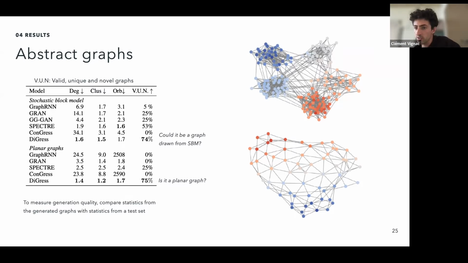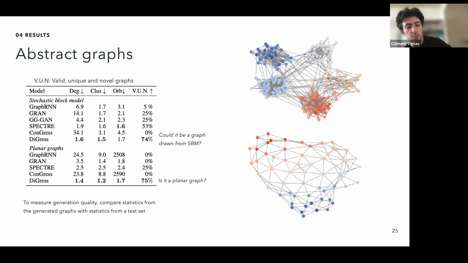So how do we evaluate generation in general? It's a difficult topic. But for graphs, what we typically do is compare some properties of the graphs that we generate with some properties of a test set. For example, we compare the degree distribution, the clustering coefficient distribution, the number of cycles, things like this. And depending on the task, you might have more specialized metrics. We train on 2 datasets, one of stochastic block model graphs and one of planar graphs. And the most interesting metric, in my opinion, is VUN, so valid, unique, and novel.